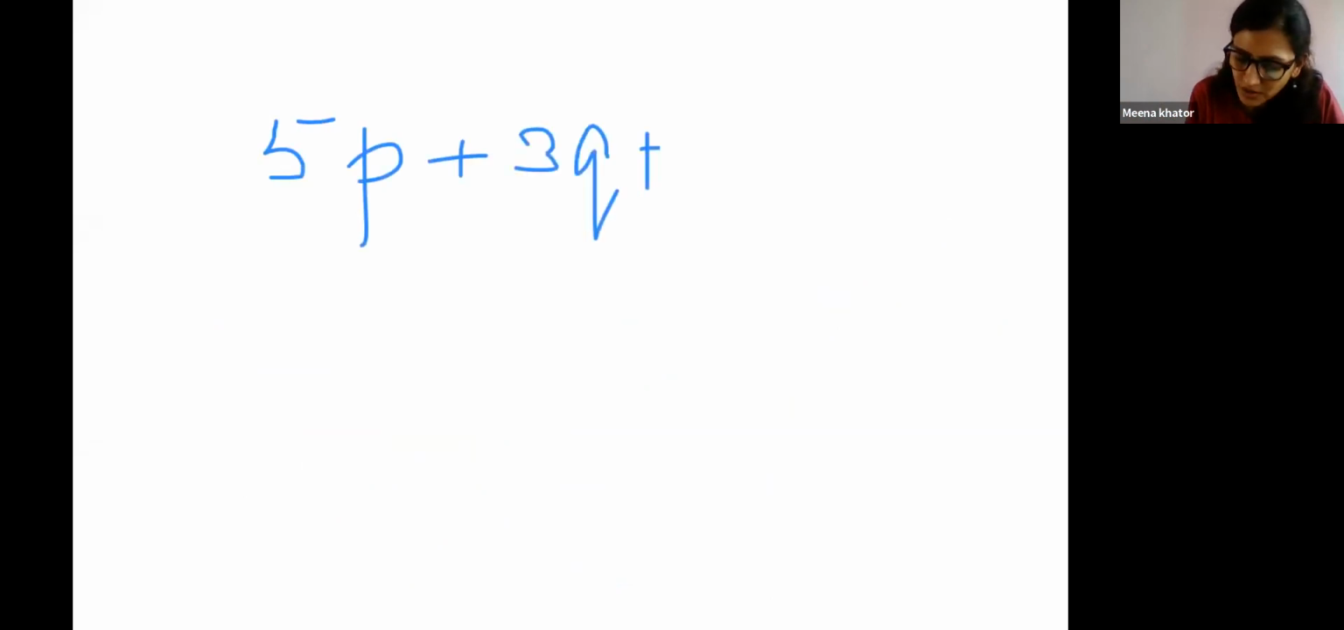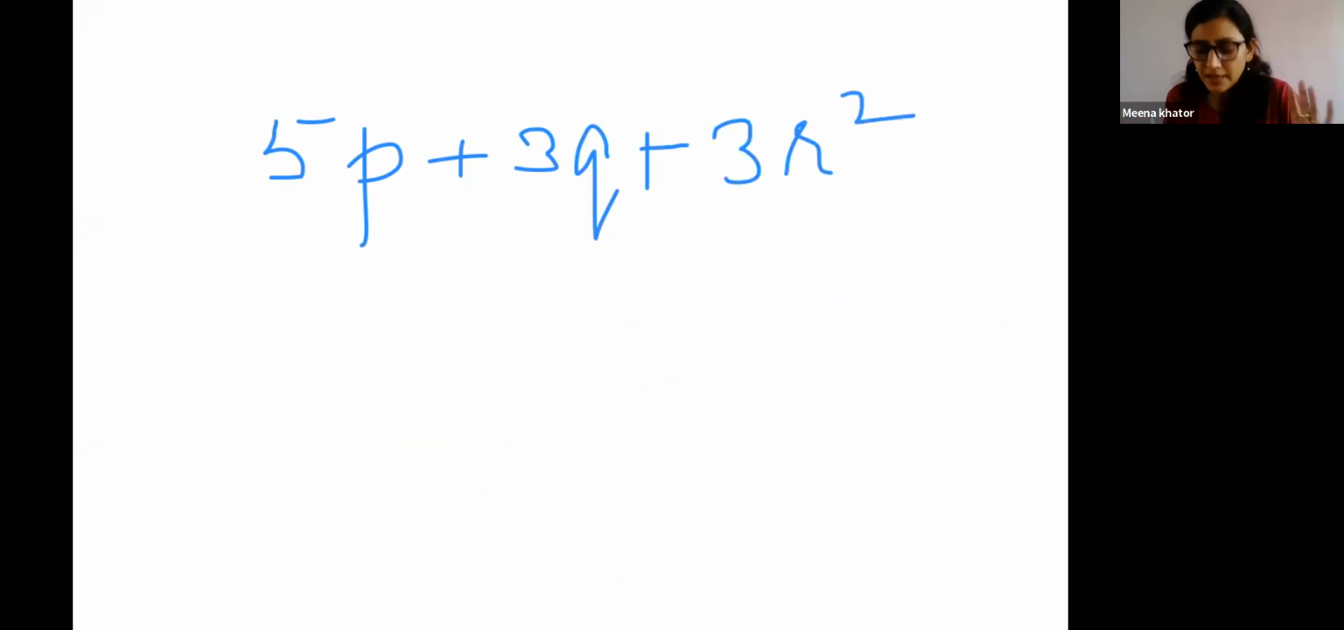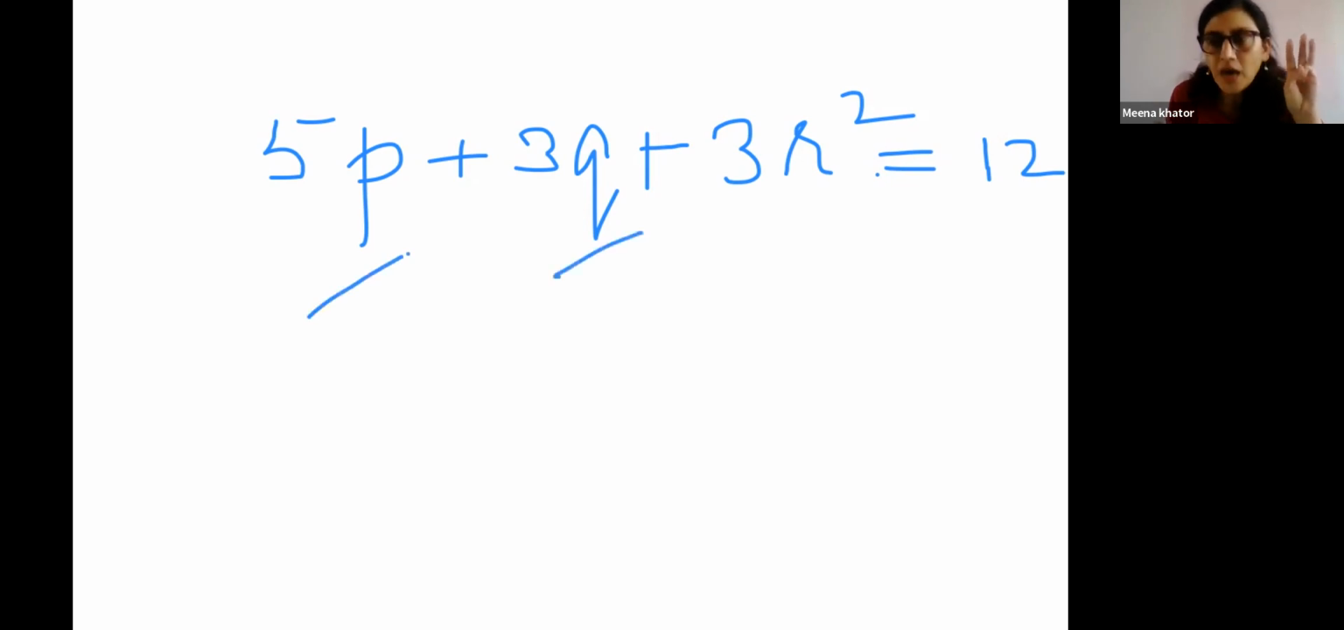So now we move ahead and want to do some questions based on linear equations with one variable. Okay. Before that, I have something. We were talking about the topic linear equation in one variable. So first, suppose I have 5p plus 3q plus 3r square, right? This is an expression. To make it an equation, let me write is equal to 12, for example. Now, this is an equation with 3 variables, p, q, r.